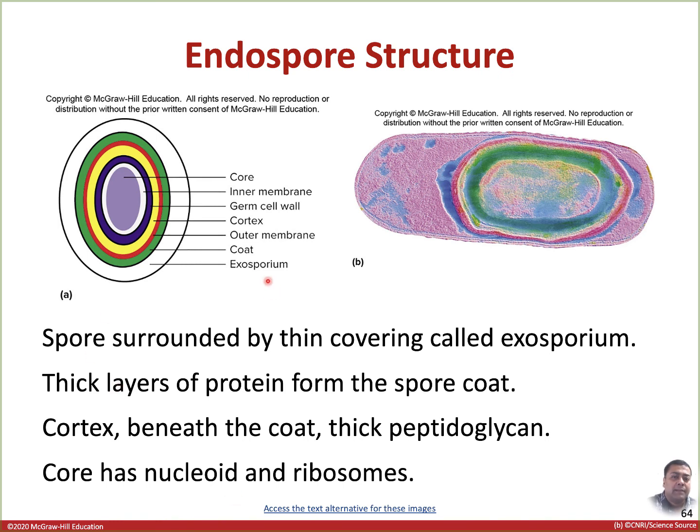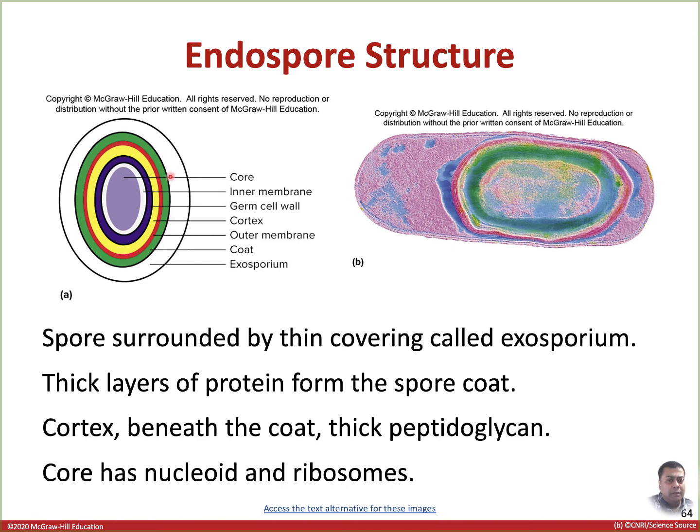So let's take a look at the structure. Inside right here, you have the nucleoid, or the DNA wrapped up, which is associated with the dipicolinic acid and the SASPs. Then you have an inner membrane. After that inner membrane, you have the germ cell wall, which is made up of a peptidoglycan layer. Then you have a cortex, which is a layer of looser peptidoglycan. Then you have a membrane, and an exosporium with a lot of different proteins associated in a very complex manner.